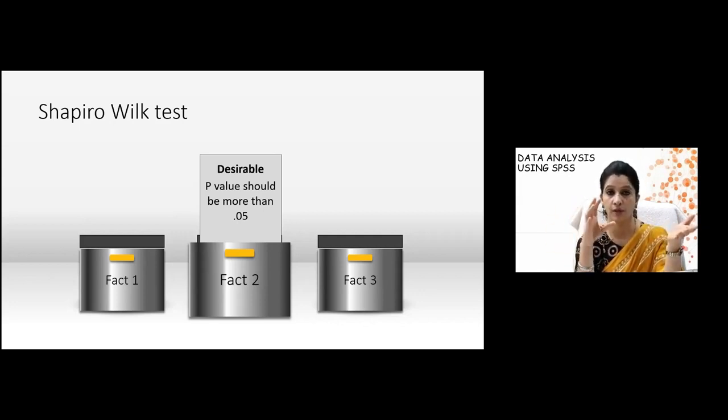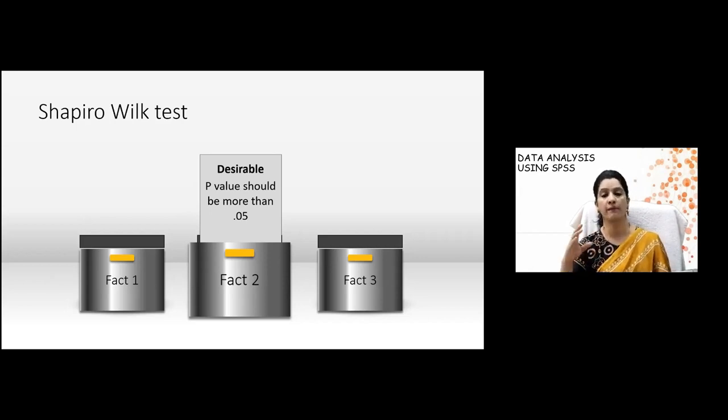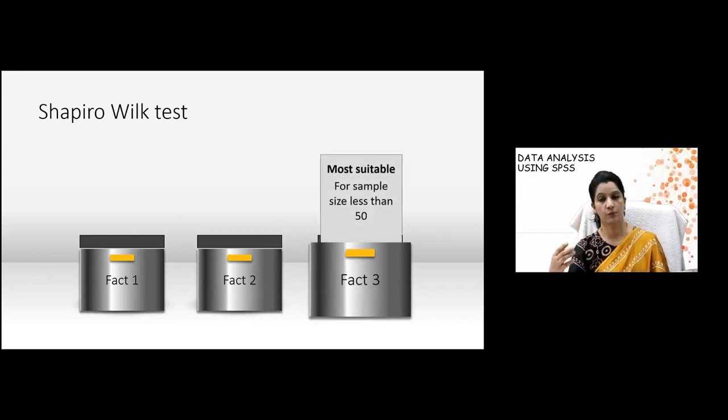So for rejecting the null, if we reject the null hypothesis, that means P will be less than 0.05. So that means if the P is less than 0.05, the data is not normally distributed. So at every place in all the parametric or non-parametric test, we want P value to be less than 0.05. But here in this case, for testing of normality, we want P value to be more than 0.05 just because of our null hypothesis. And then it is suitable for sample size, which is less than 50.